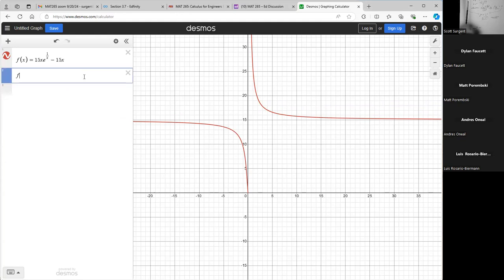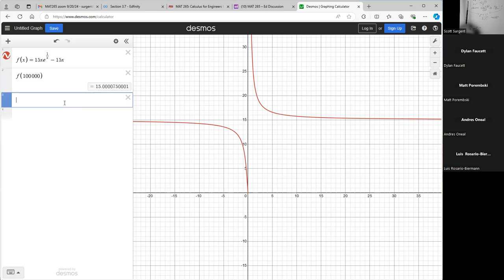Let's just try some big numbers. How about 100? Okay, 15.07. How about 1,000? 15.007. How about 10,000? Yeah, 15.0007. So it's looking pretty darn promising that the limit is 15. And if I were to type in the line, I get a nice horizontal asymptote there. Isn't that cool? Okay. So this will always work. This just trying and plugging in numbers, if you're careful, should work every time.